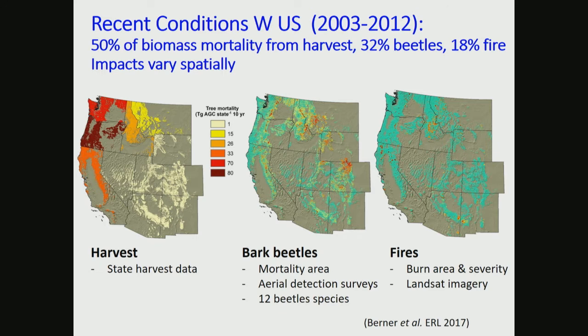Then when you break it down to the subregions, you can see it varies. The beetles is more in the intermountain region and so forth. But the harvest in northwest, the Pacific Northwest, that's Oregon and Washington, that upper western corner, is 80% of the biomass mortality. So that changes the canopy structure, changes the function, impacts wildlife.